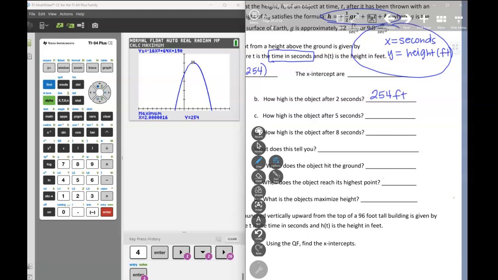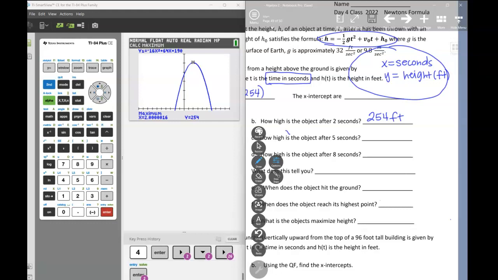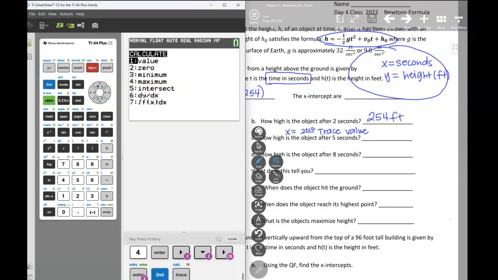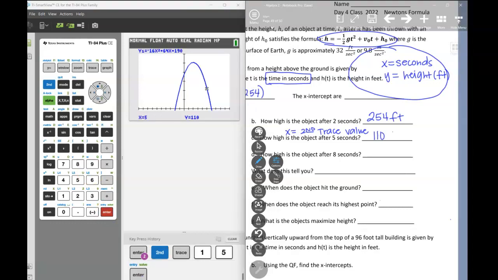Okay, then it says, how high is the object after 5 seconds? This is new. To find seconds, first off, is seconds the X value or the Y value? Look at your labels. The X. To find a random X, we just go to second trace again, but this time it's a value. So everybody click on second trace. This time it's a value, so what number? 1. And X equals what? 5, because it says 5 seconds. Click enter. 110, and what's the label? Feet.